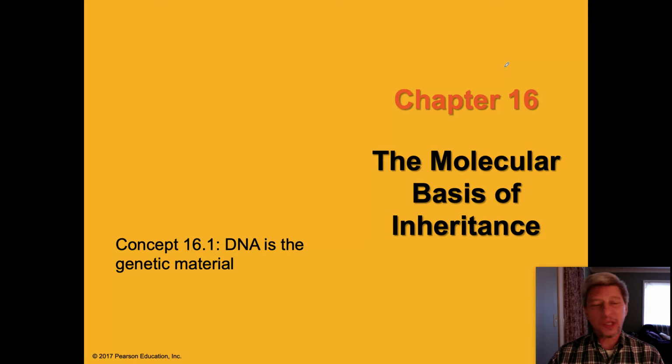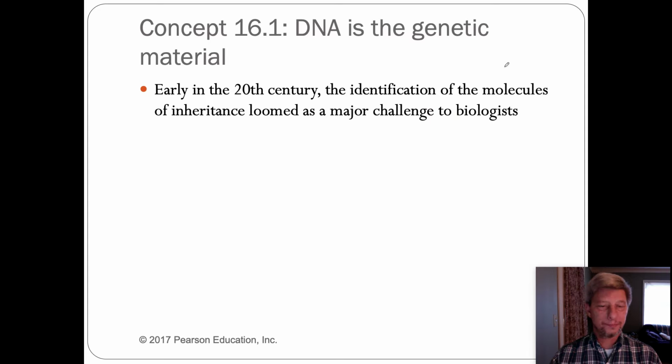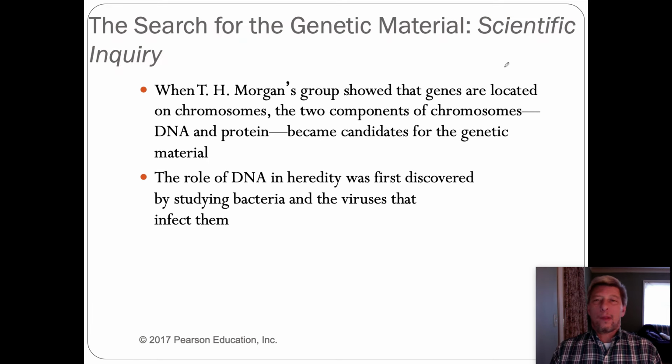So, section 16.1 deals with the concept that DNA is the genetic material. Going back to the early 1900s, Mendel had identified this idea of factors, but we didn't know what molecule was the factor of inheritance. This was one of the big questions of the early 1900s, at least in terms of biology. It kind of began with Morgan, the guy who studied fruit flies. Remember him from chapter 15. He was able to show that genes were located on chromosomes.